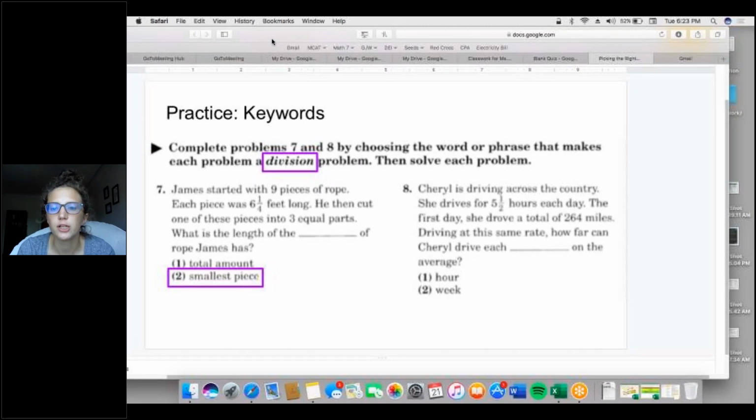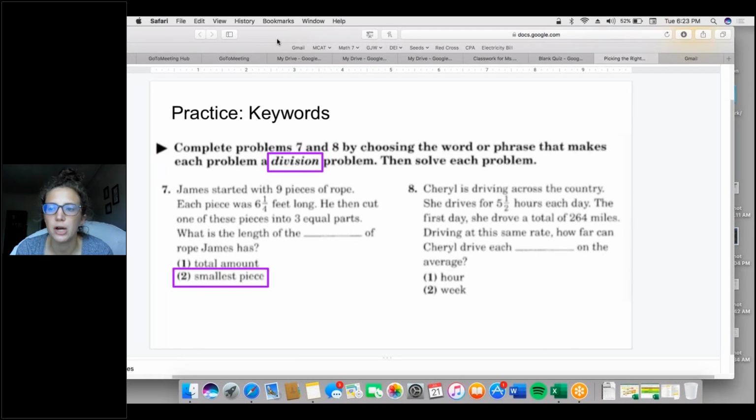Lastly, Cheryl is driving across the country. She drives for 5.5 hours each day. The first day she drove a total of 264 miles. Driving at the same rate, how far can Cheryl drive each blank on the average?